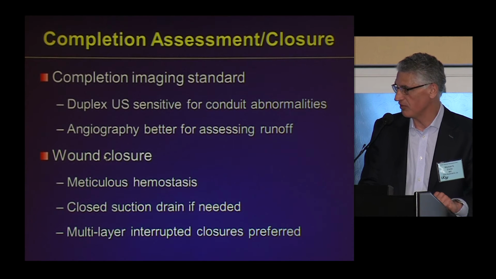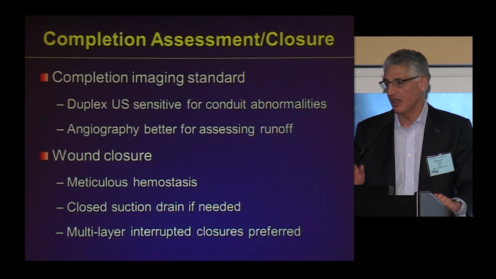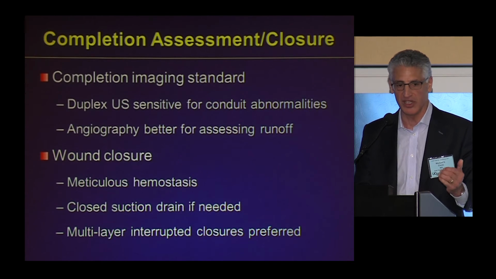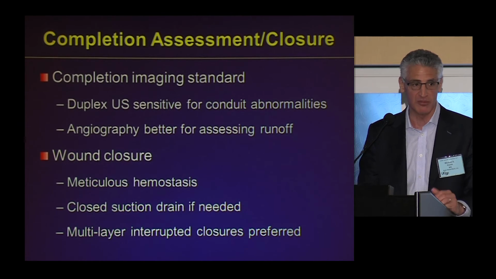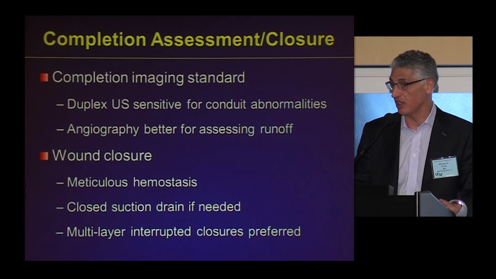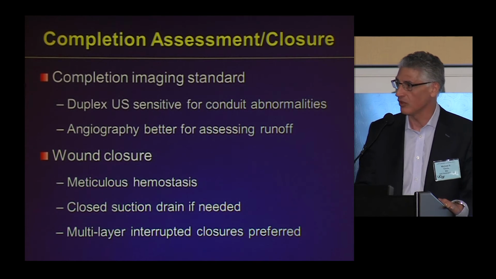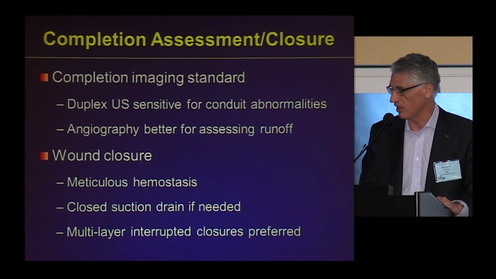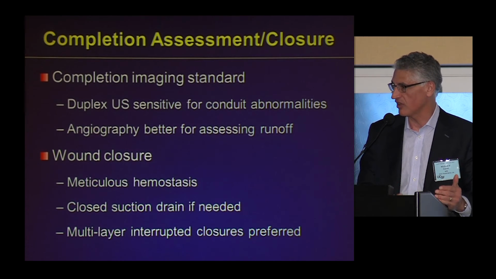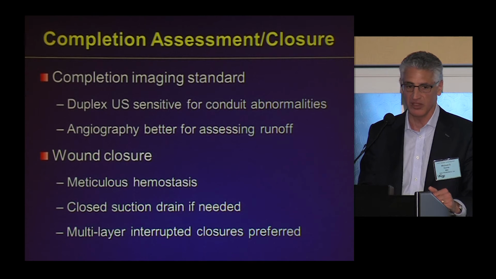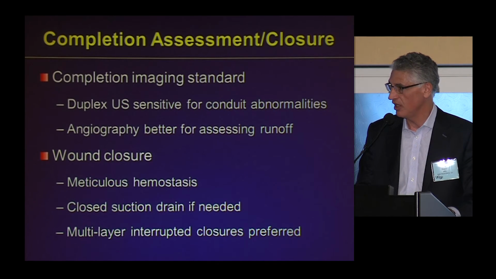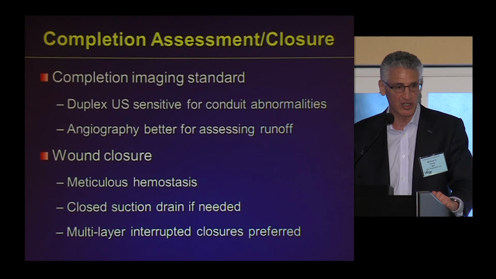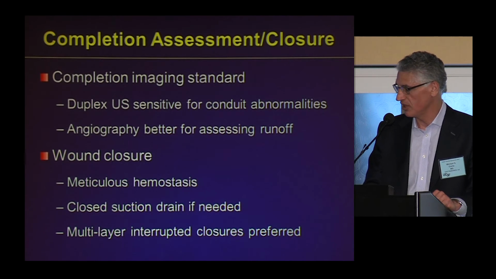I'll end up with just a few words about the end of the case. I think completion imaging is important. I think it should be standard, particularly in patients with advanced limb ischemia. Again, I mentioned your first shot may be your only and best shot for that patient. Don't leave the operating room without knowing that that graft is technically adequate. I actually use both duplex and completion angiography because they give me two different pieces of information. Duplex is very sensitive for abnormalities in the conduit. Angiography gives me a better picture of the runoff.